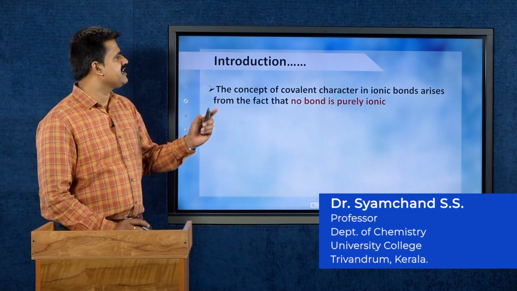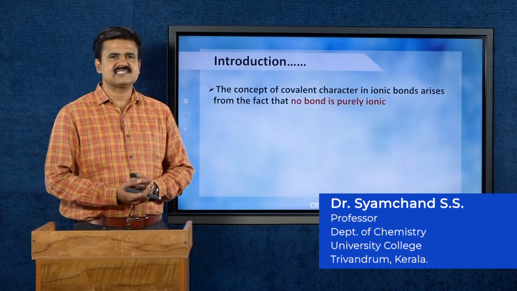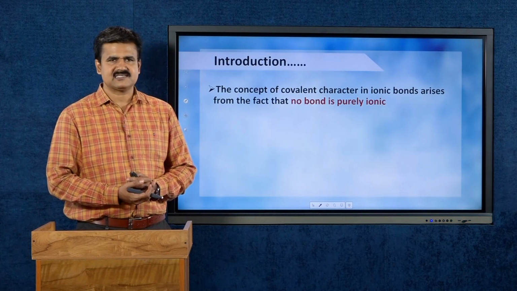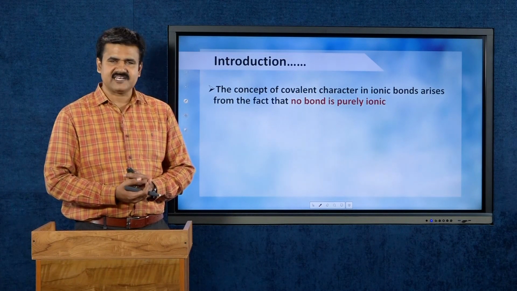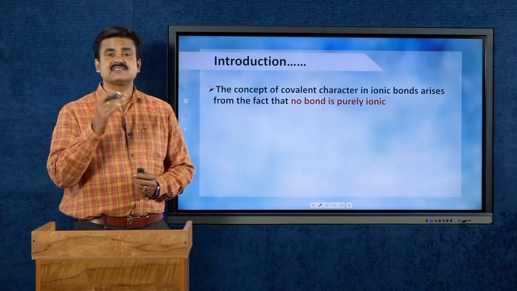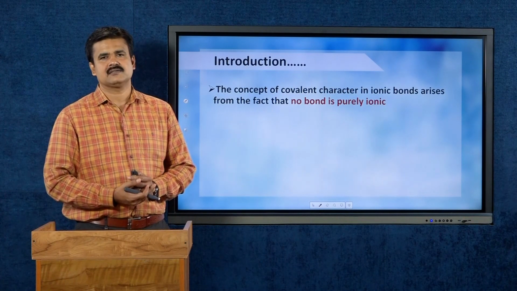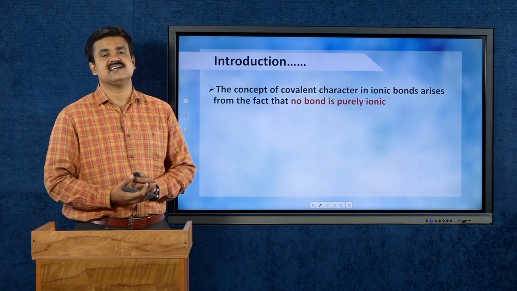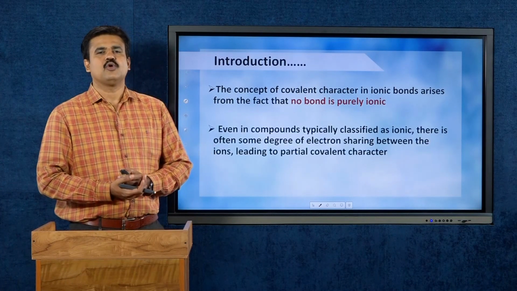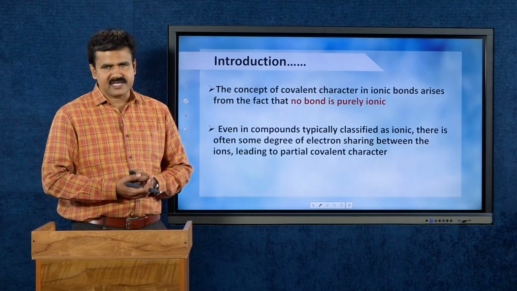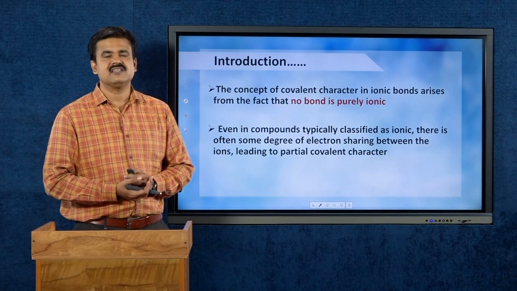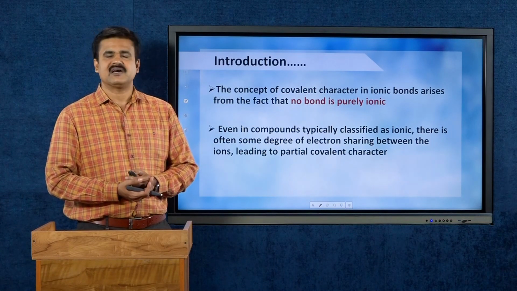The concept of covalent character in ionic bond arises from the fact that no bond is purely ionic. That means every ionic bond has some covalent character and every covalent bond has some ionic character. Even in compounds typically classified as ionic, there is often some degree of electron sharing between the ions, leading to partial covalent character.